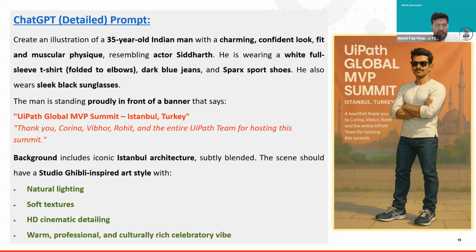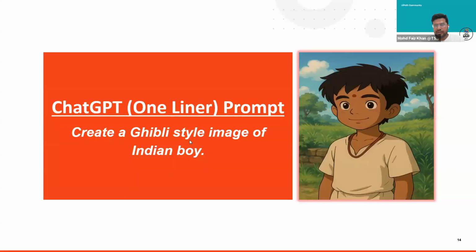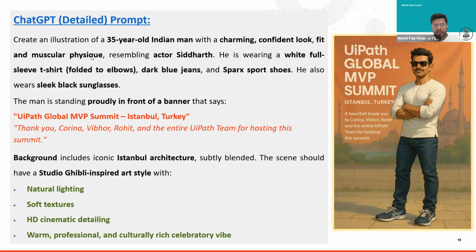And the scene should have a Studio Ghibli inspired art style. You can see the image: natural lighting, soft textures, HD cinematic detailing, warm, professional, and culture rich celebrations. Right? So you can see. Let's see the previous example. Just passing the one-liner prompt, create a Ghibli style image of Indian boy, it just created an image, and once I pass the detail, it created and added all the detail that I required for the images.